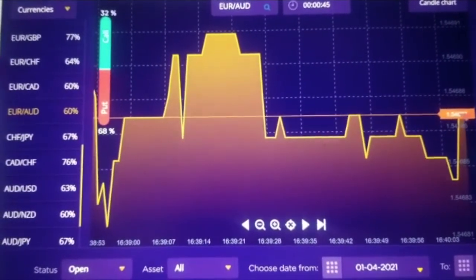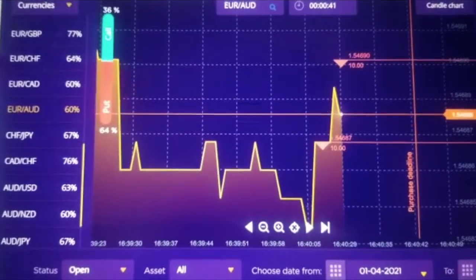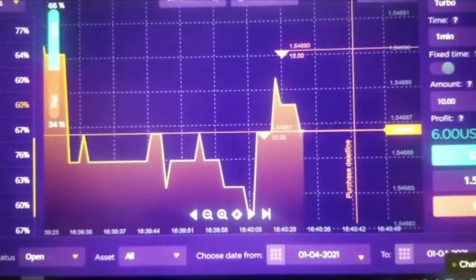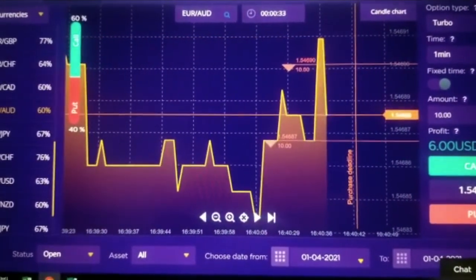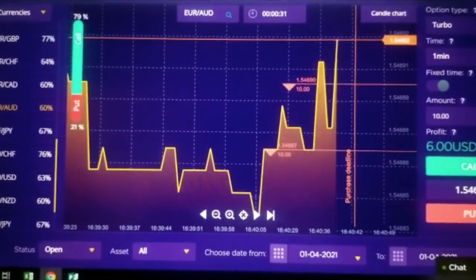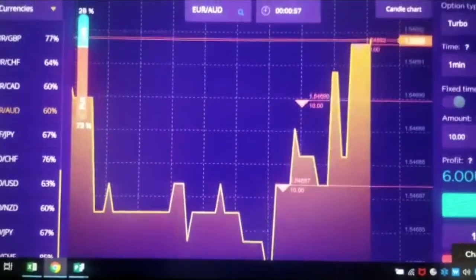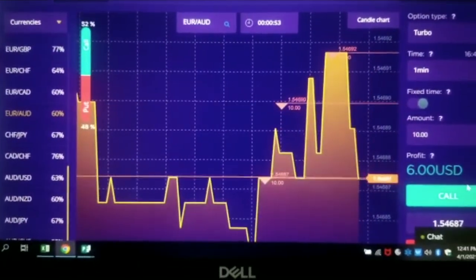Euro on, getting now, sell equals put, fix time off, 687 or above, price 687.